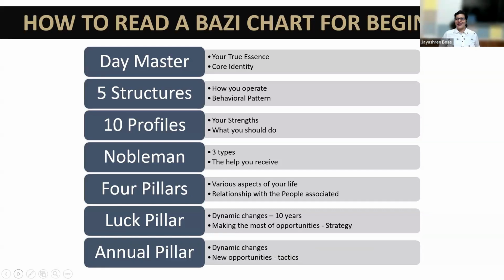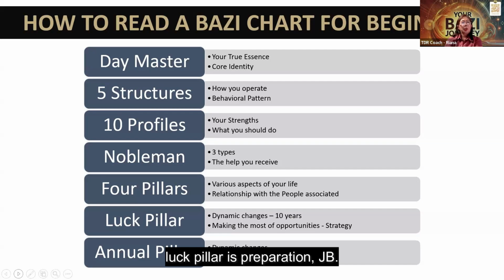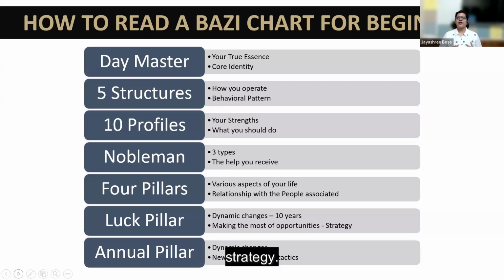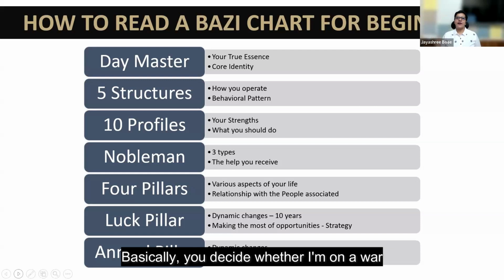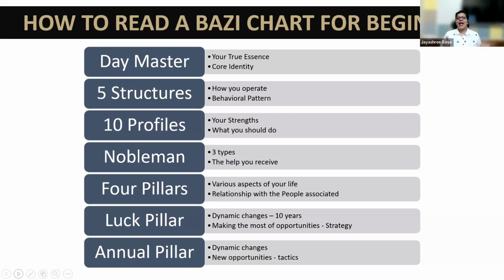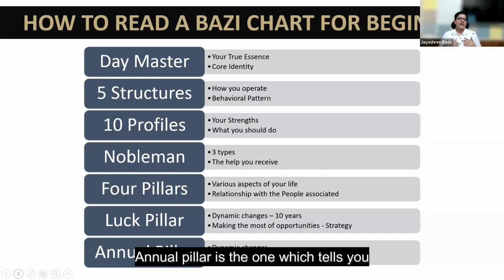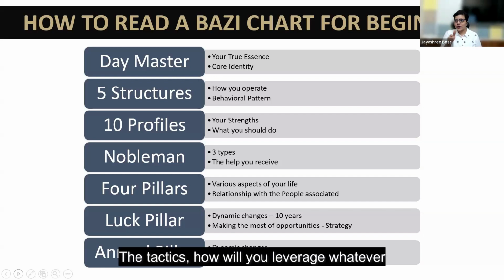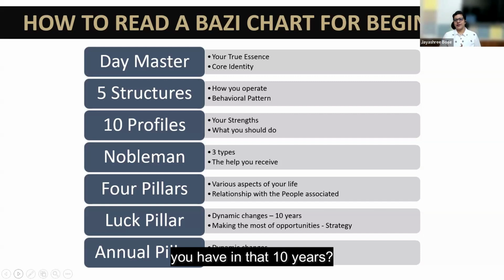Yeah, okay. The luck pillar is preparation, JB. Yes, with the luck pillar you prepare your strategy. Basically, you decide whether you're on a war path, a peace path, or a sleeping path. It can be any path. You decide on your path. The annual pillar is the one which tells you about the opportunities that you're getting: the tactics, how you will leverage whatever you have in that 10 years.